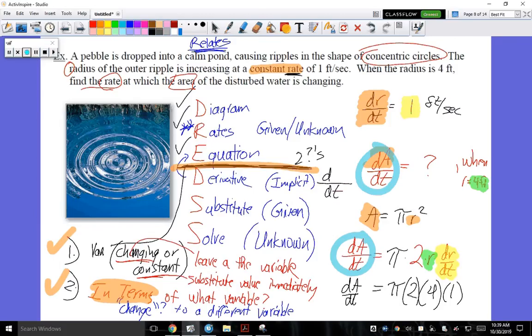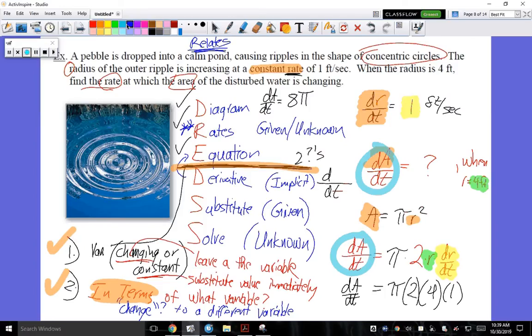And dA dt. Guys, if you ever have something in pi, unless I give you a calculator, which I finally will give you for this test, there are some calculator pieces that you need the calculator for. If it's a non-calculator problem, just leave it in terms of pi. So the answer is 8 pi. Now, let's think about this. dA dt is 8 pi.